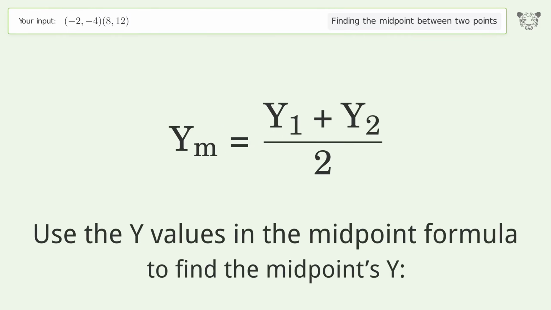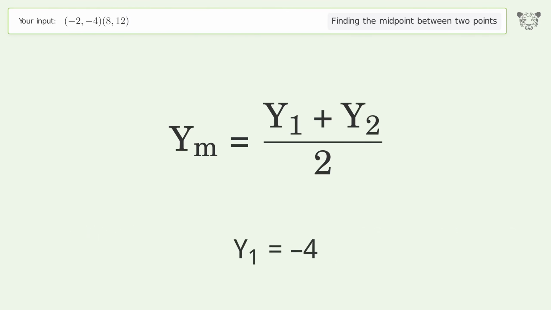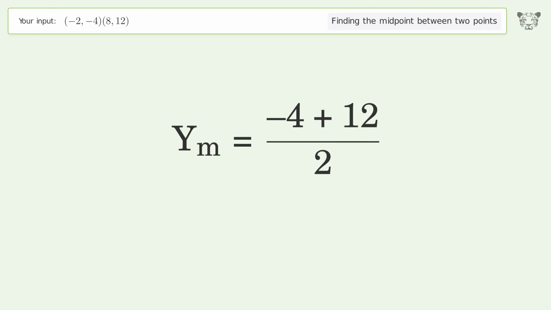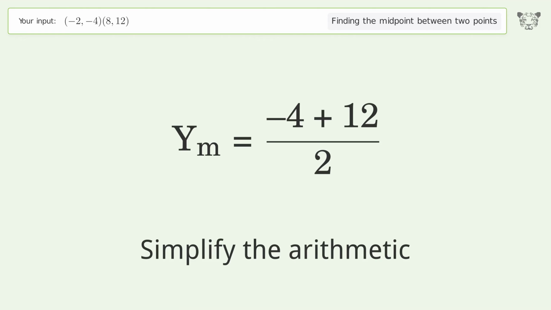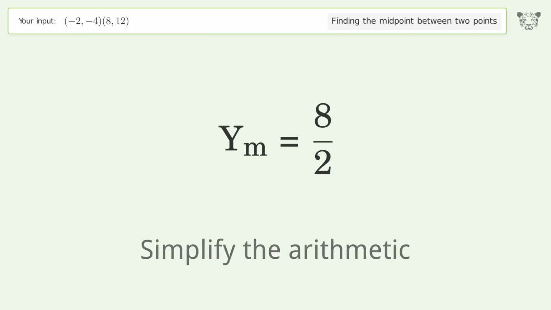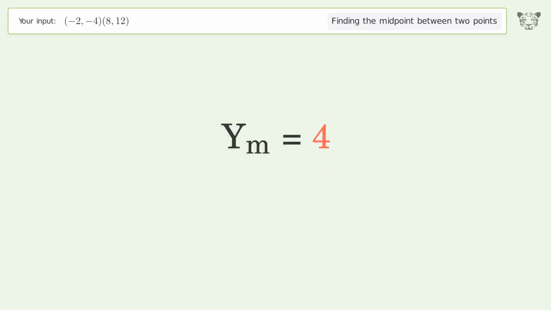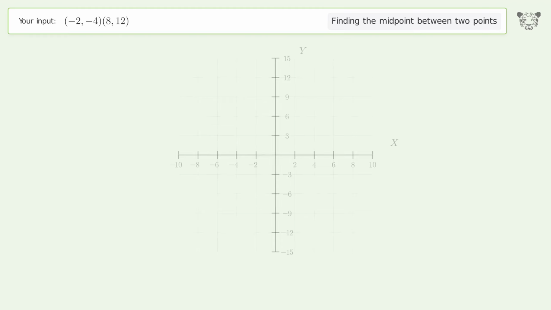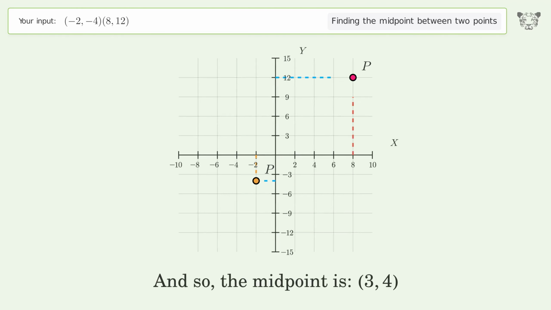Use the y values in the midpoint formula to find the midpoint's y. y1 equals -4. y2 equals 12. Simplify the arithmetic. And so, the midpoint is 3, 4.